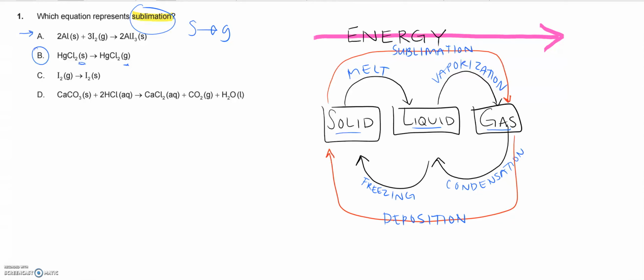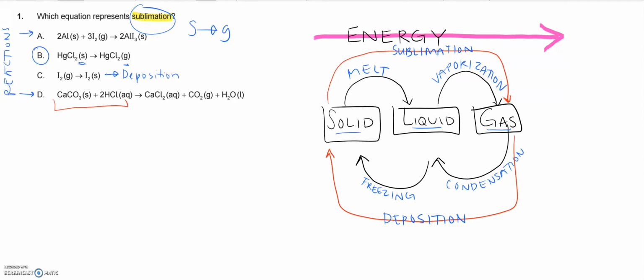I2 gas going down to a solid, that's this deposition that we were talking about. And then finally we have calcium carbonate reacting with hydrochloric acid to form calcium chloride, carbon dioxide, and water. This is also a reaction, so both of these are actual reactions, not phase changes.